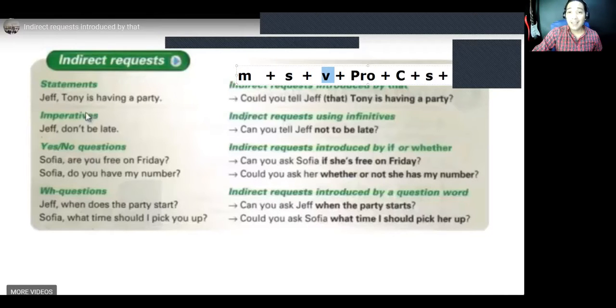This is present simple. And I have a pronoun. This is optional, okay? A connector or... okay? Then we have a subject, a verb, and a complement, simple present.